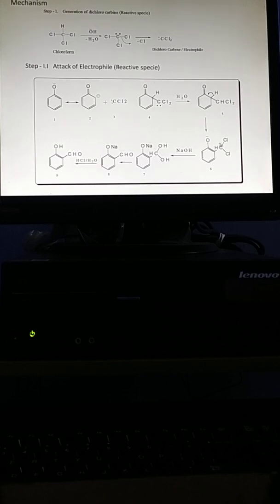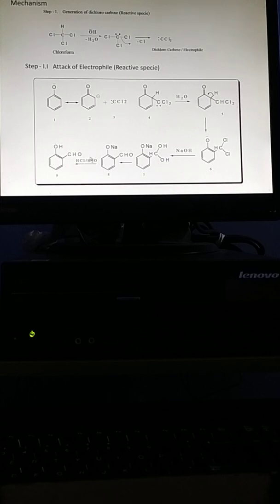When this is treated with sodium hydroxide, there is a formation of a dihydroxy compound. That is structure 7. There is a loss of 2 chlorine atoms from structure 6, which results in the formation of 2 hydroxyl groups here in structure 7. In the next step, there is a loss of water from structure 7. So here there is a loss of water. We will get the sodium salt of this salicylaldehyde. This is structure 8.